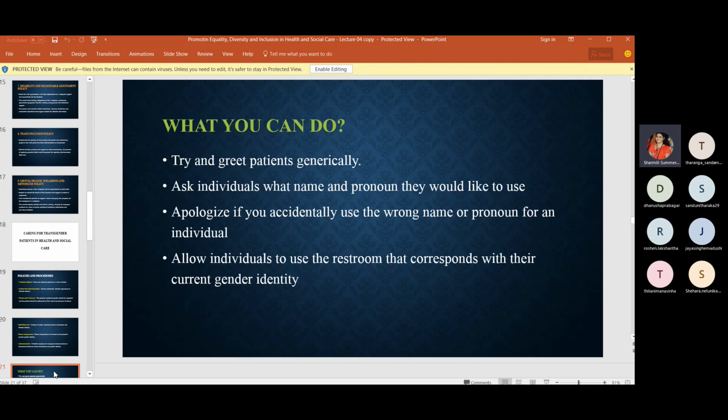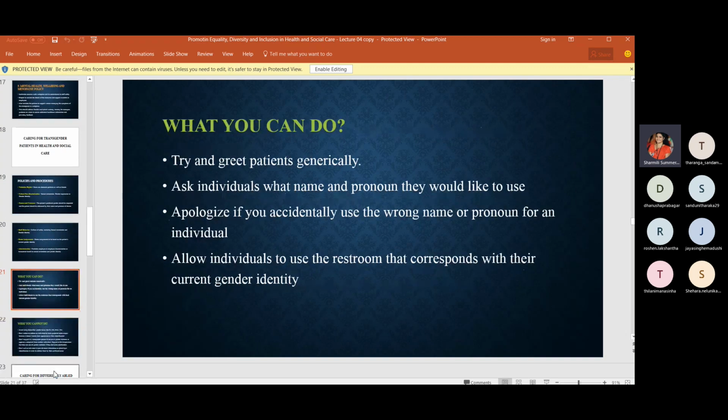And what you can do if you encounter any transgender patients. So you need to greet that patient generically like other patients. You need to treat them, respect them, greet them and welcome them pleasantly. Ask the individuals what name and pronoun they would like to use. So don't use whatever names and pronouns you like.